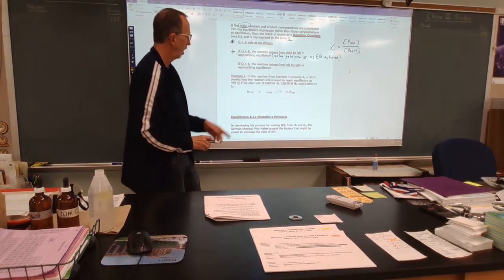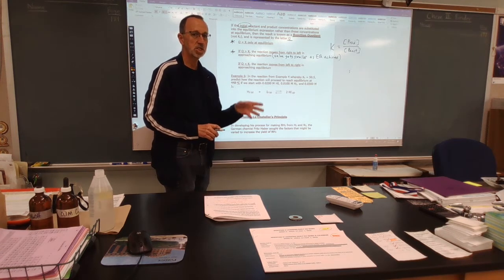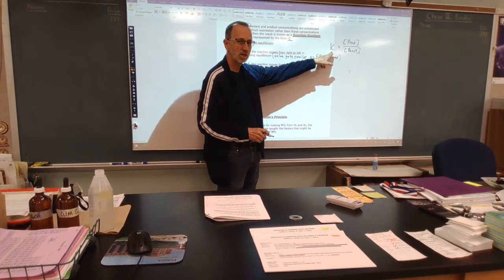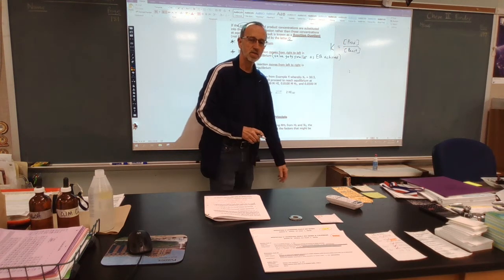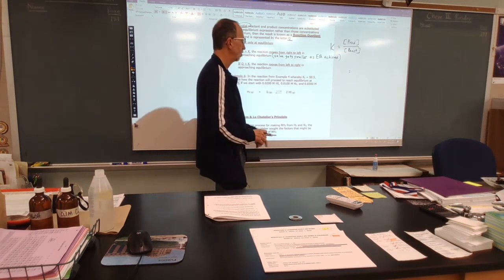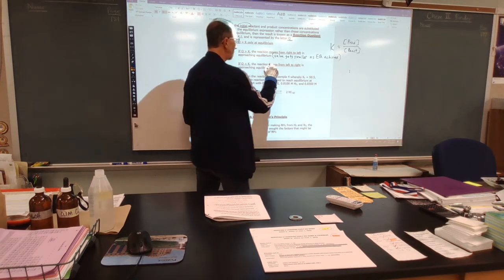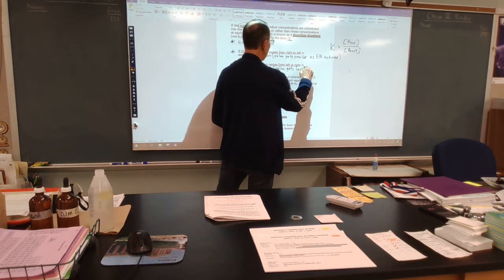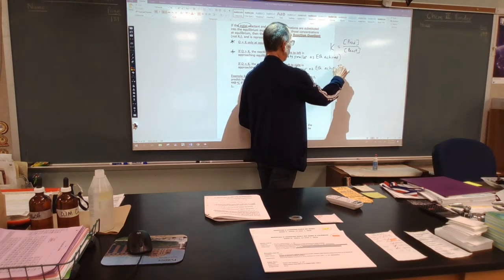On the other hand, if Q is less than K, then initially this value has to get larger as equilibrium is approached. Now the opposite is true. The product concentrations must be getting larger, and so that value is going to increase. The value gets larger as equilibrium is achieved.